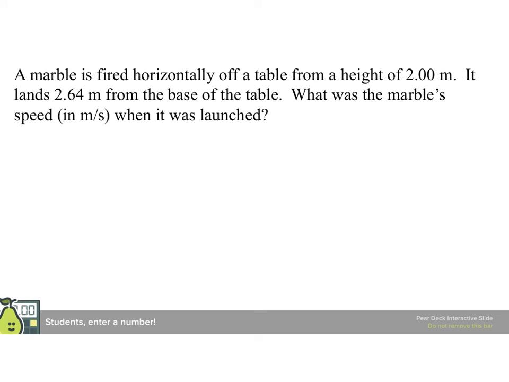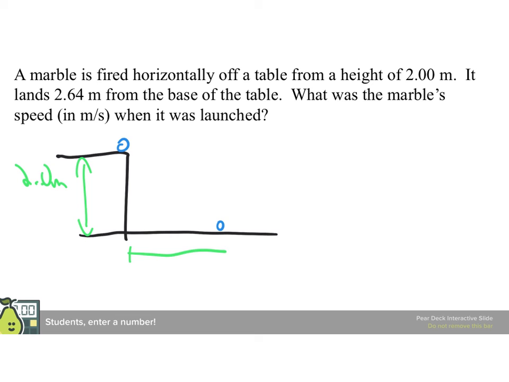Different one to try. A marble is fired horizontally off a table from a height of 2 meters. It lands 2.64 meters from the base of the table. What was the marble's speed when it was launched? So this is a very different kind of thing. We again should draw our picture, so take a few seconds to do that, and then I'll catch up. Marble starts here and lands here. We know this height is 2 even, and we know that this distance is 2.64 meters.